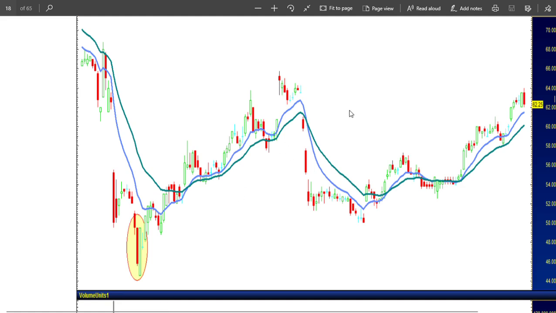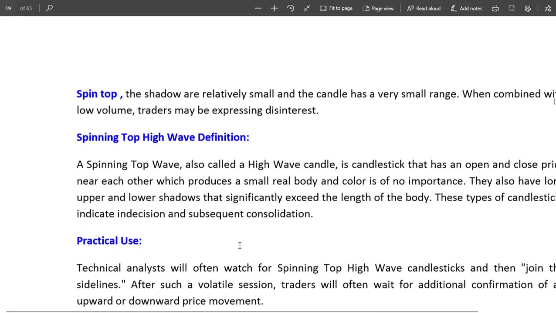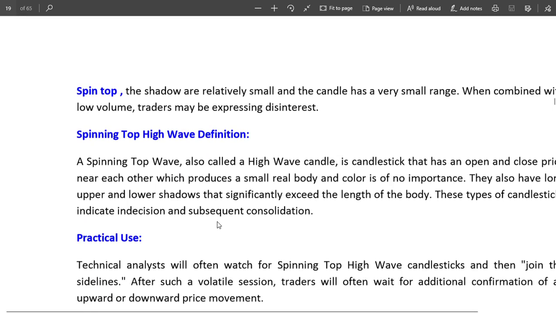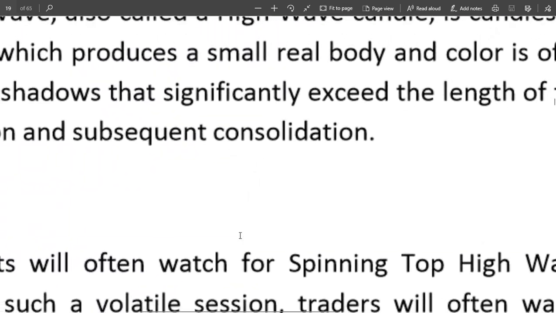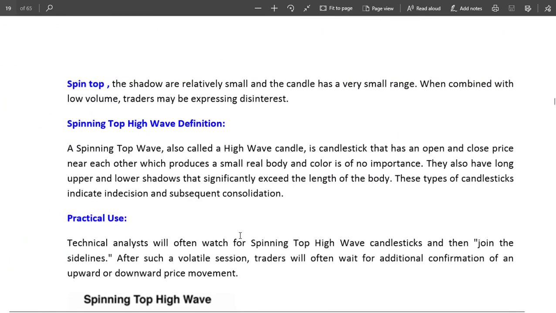So your trade should be going long. Now we have the spinning top. For the spinning top, the shadows are relatively small, and the candle has a very small range. When combined with low volume, traders may be expressing disinterest.